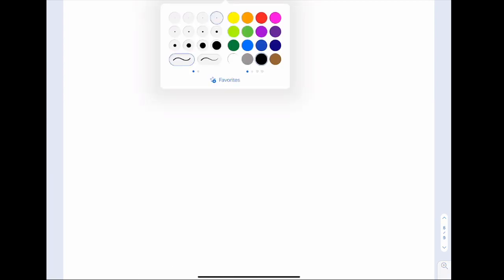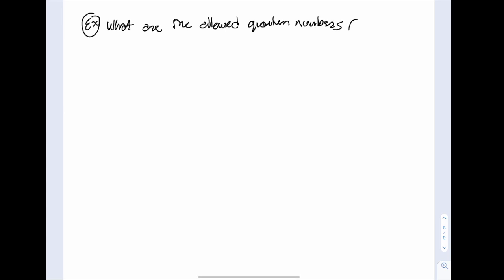I do want to go through a couple examples, and there's some of these in the homework, so please, if you're not doing those, do it. It's good practice. So just a couple example questions that are typical for me. So we could say, what are the allowed quantum numbers, and we'll just do values for N, L, and M sub L. We'll leave off M sub S for now, in the third energy level.